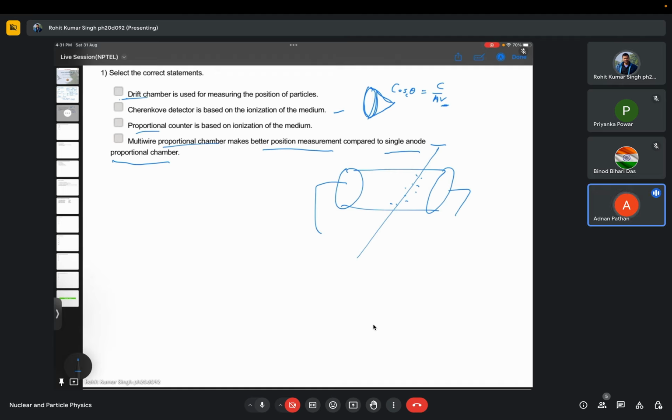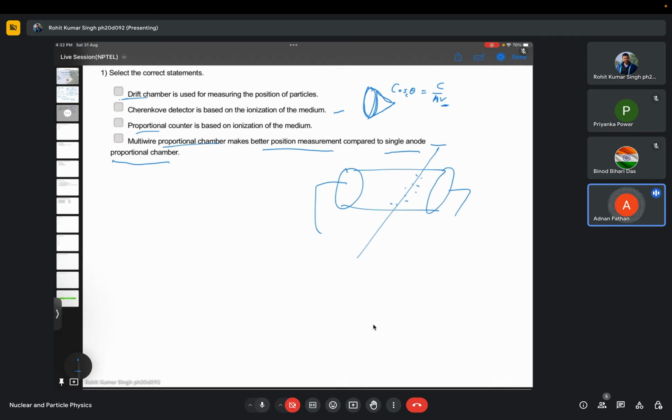But you can use a scintillator. Basically, the Cherenkov detector consists of SiPMs, the silicon photomultipliers. So I don't think ionization is the right word there. If a particle goes through the medium faster than the speed of light in that medium, the radiation is produced. So that means something is coming out of the medium, right?